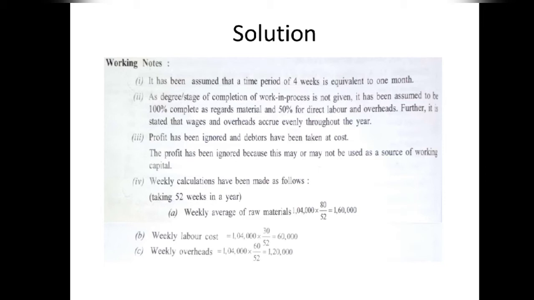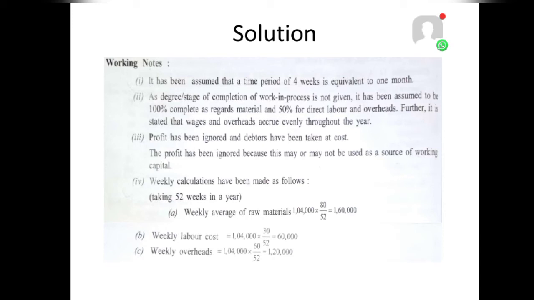The third working note is profit has been ignored and debtors have been taken at cost. We have to take the debtors at cost because the amount involved will be only the cost, and the profit will not be involved in that. We have to calculate only the amount of working capital required, so we have to take the cost and not the profit into consideration.